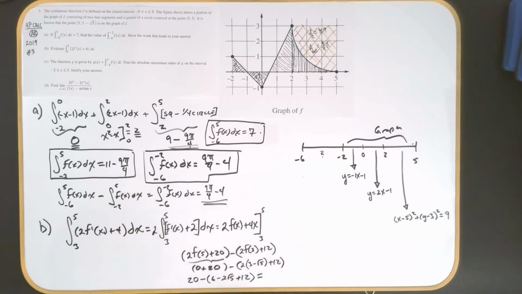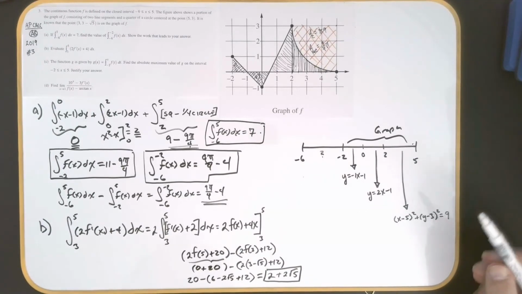So 6 and 12 is 18. 20 minus 18 is 2. I take the negative and distribute that in there, and I get 2 plus 2 rad 5. Now, there were so many opportunities to make a careless error on that one. That was really something, but that was B. Just some straight integrals, reading the graph, arithmetic. There you go. Let's move on to part C.